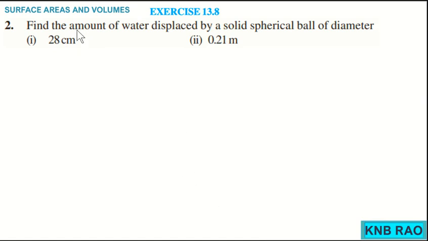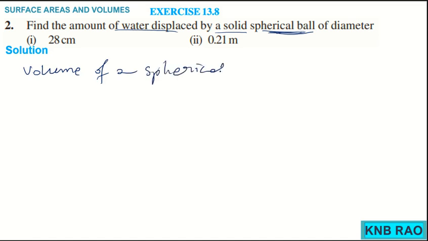Now in question number 2, find the amount of water displaced by a solid spherical ball. Here a solid spherical ball will displace only the guaranteed volume of it. So we need to find the volume of that spherical ball. In the solution of this, we will go for finding the volume of a spherical ball, same with the formula 4 by 3 pi r cube.